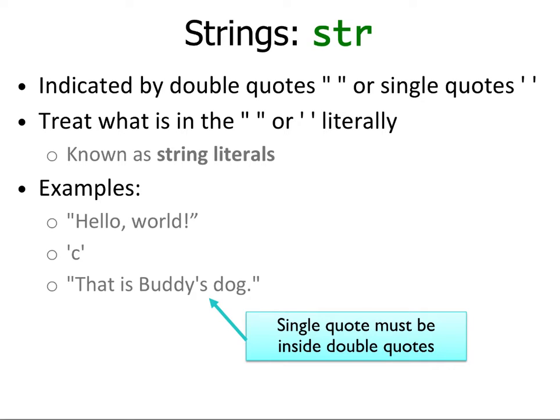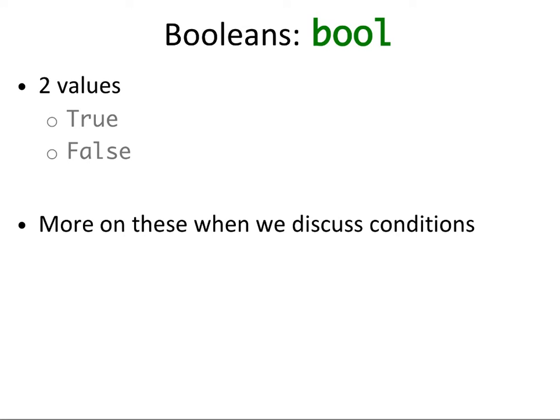In addition to numbers and strings, we also have a concept of a Boolean, and this mirrors and aligns with the concept of binary digits and bits that we had talked about earlier. So a Boolean can have 2 values, true and false. And we'll talk more about Booleans when we get into conditions later on.